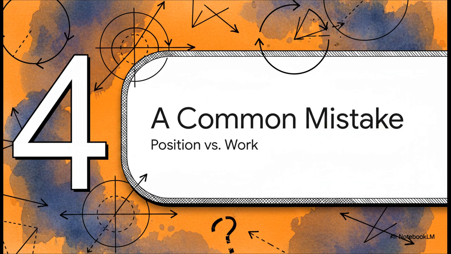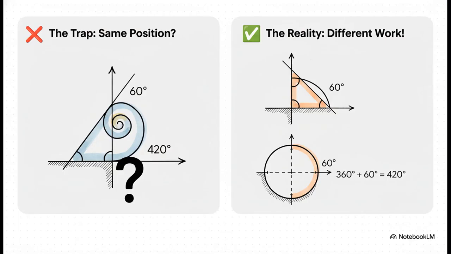So this ability to simplify angles is super powerful. But it also sets up a really common trap that a lot of people fall into. So we need to clear this up right now. It is so easy to fall into this trap. You see that a 60-degree angle and a 420-degree angle end up in the same spot, and you think, aha, they're the exact same thing. But they're not. The final position is the same, but the journey to get there, the actual amount of spinning or work done, is completely different.